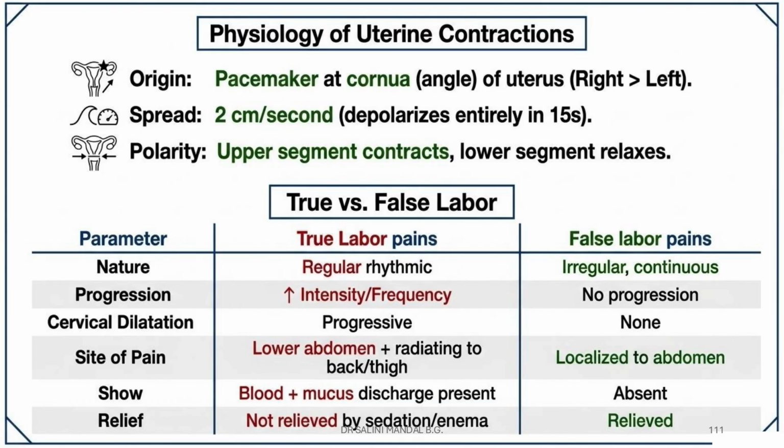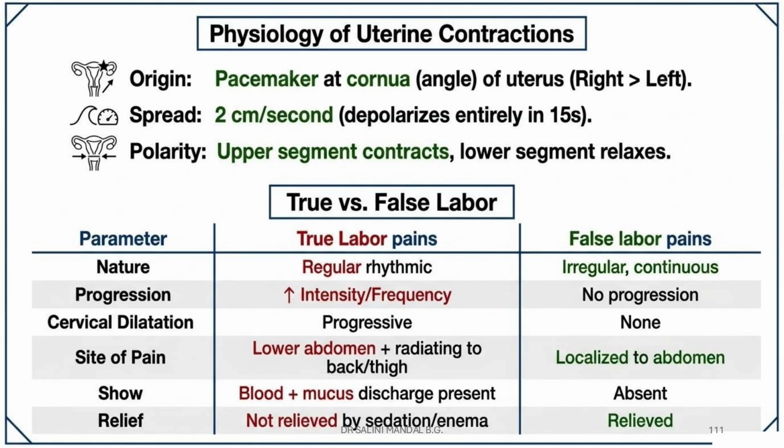So the difference between true labor pain and false labor pain: regular and rhythmic is true, increase in the intensity and frequency will be there, progressive dilatation of the cervix, lower abdominal pain radiating to the back and thigh will be there in true labor pain. Blood and mucus show will be present basically, and it is not relieved by any kind of medications or enema.